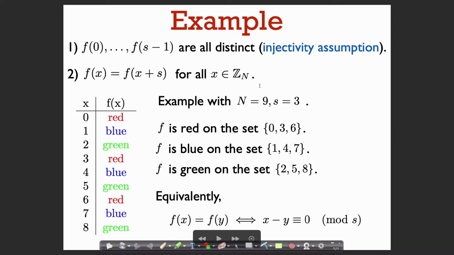So another way to phrase these two conditions is that f of x is equal to f of y if and only if x minus y is equivalent to 0 modulo s.